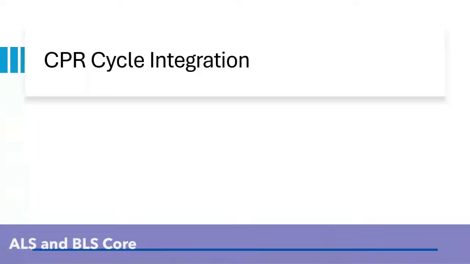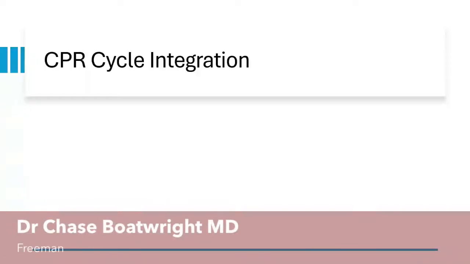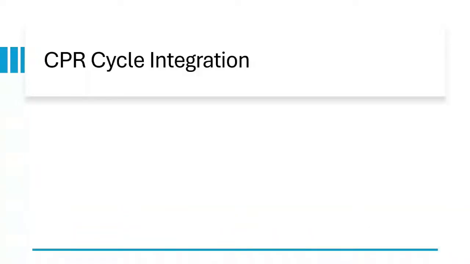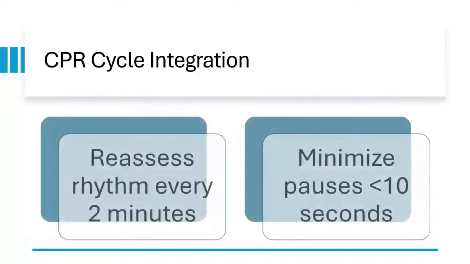So for CPR cycle integration, how often are we reassessing the rhythm? Yeah, so we'll reassess the rhythm every 2 minutes, and then what is the maximum amount of time that we want to spend checking for a pulse? Yeah, 10 seconds. If we can keep it to around 5 seconds, that's better.